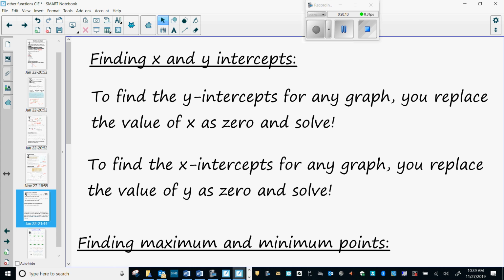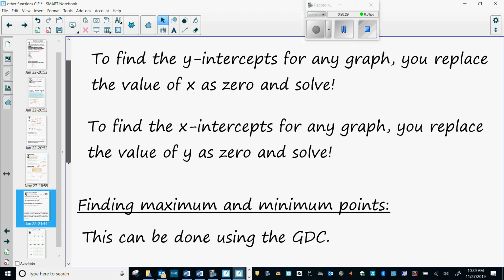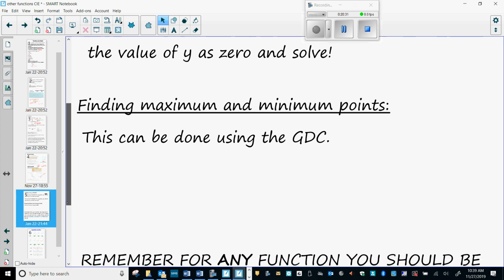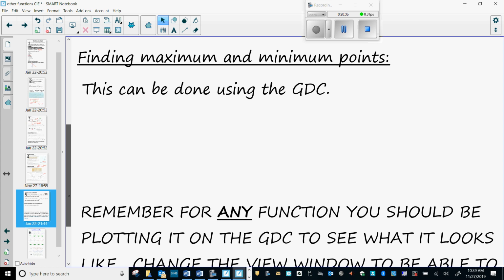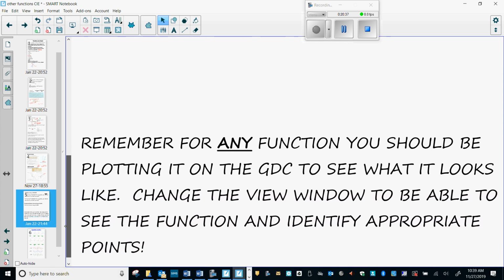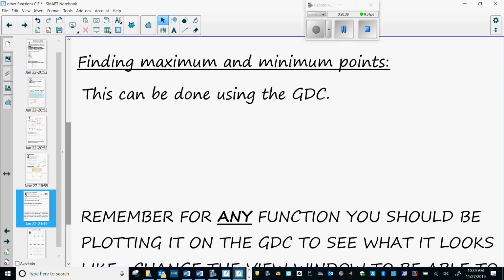How to find x and y-intercept, so we talked about this. To find the y-intercept, you replace the value of x as 0 and solve it. To find the x-intercept, you put y as 0 and solve it. Okay, so we've talked about that for previous graphs. It works for any of them. Finding maximum and minimum points can be done using GDC, so we'll talk about that later. GDC, you know, in calculator.